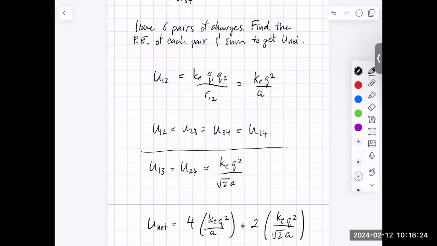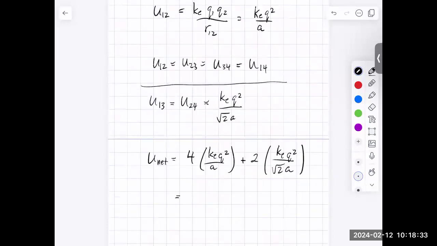But we get something like this. And so that's it. That's the answer. We can write it in a bit of a nicer way. So we have common factors in our 2 terms. Those common factors are Coulomb's constant, Q squared divided by A. And then, for the first factor, we need another 4. And for the second term, it's 2 divided by √2, and so that's just √2. And so I think that should be the initial potential energy.